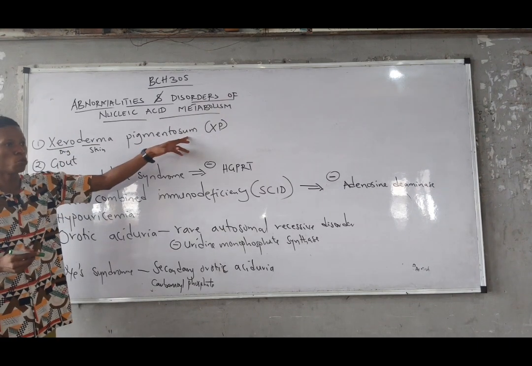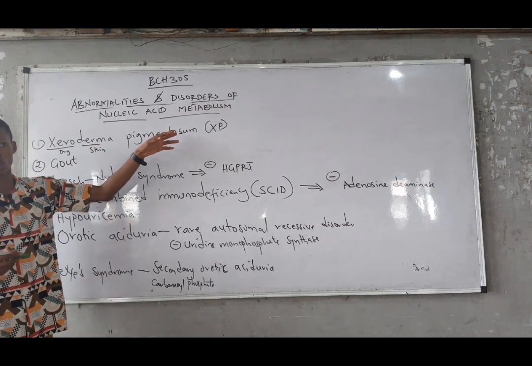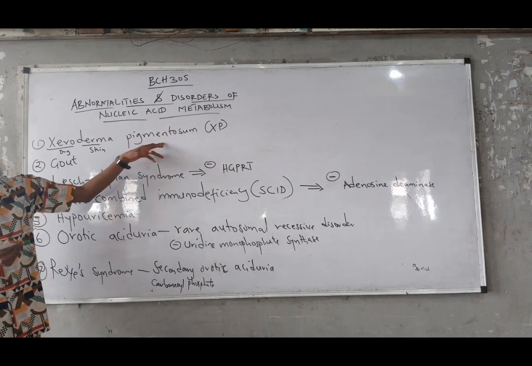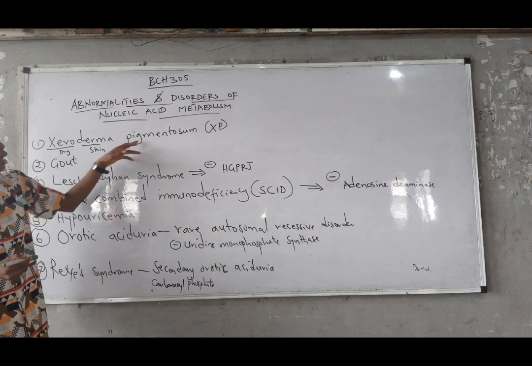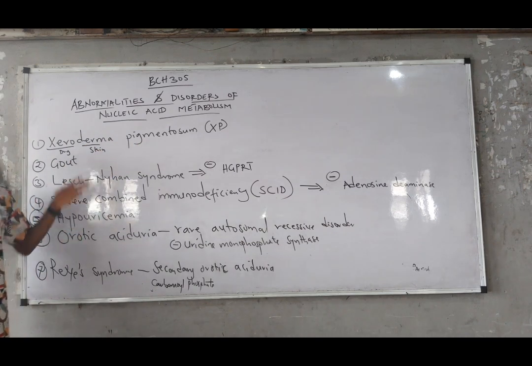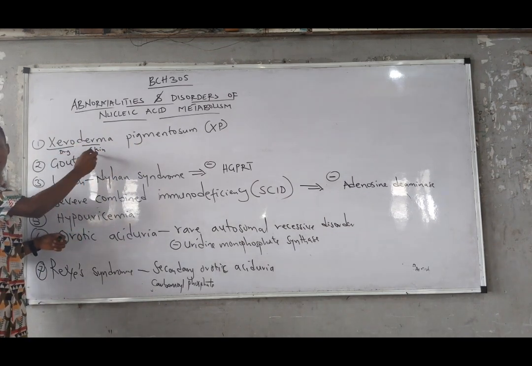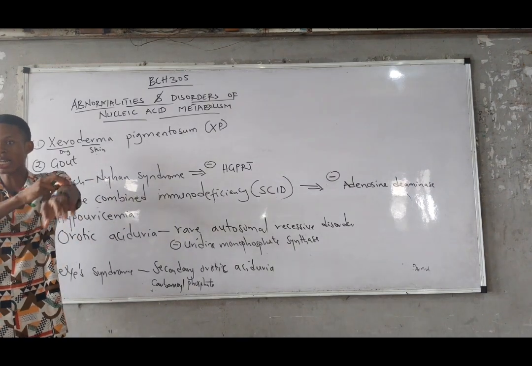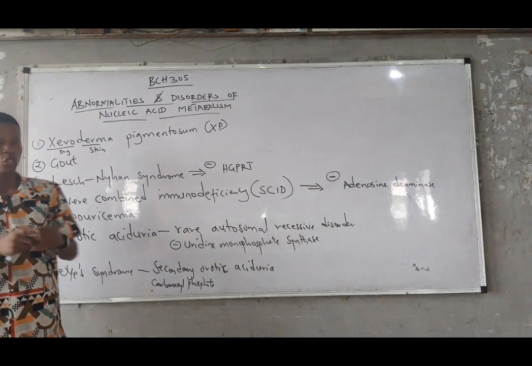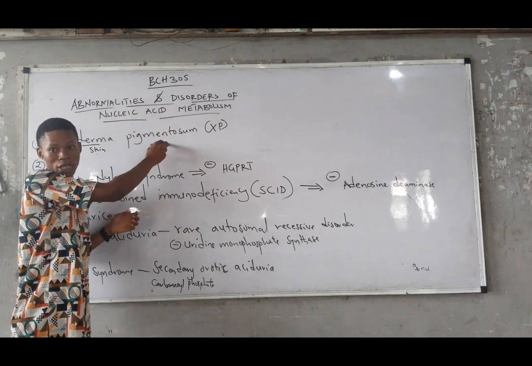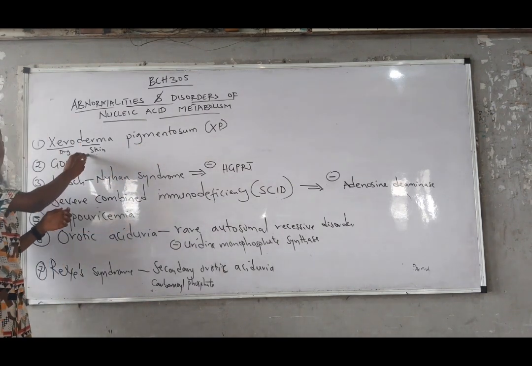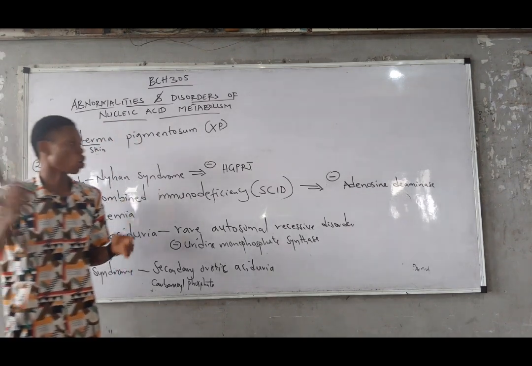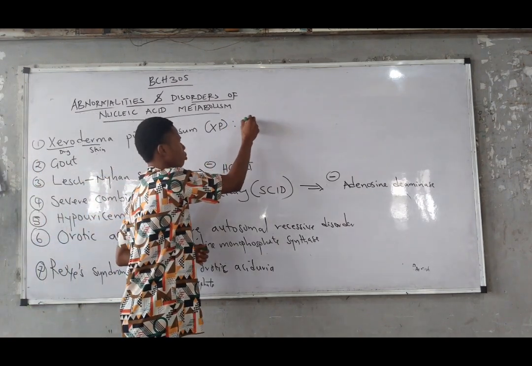Now, pigmentosum is also called pigmentation, right? But this is not English. So when we say Xeroderma pigmentosum, people with this condition have dry skin. And when they are exposed to sunlight, you see color change, is it not? So pigmentosum is talking about color change, while xeroderma is talking about dry skin. Good. Now, Xeroderma pigmentosum occurs as a result of mutation.